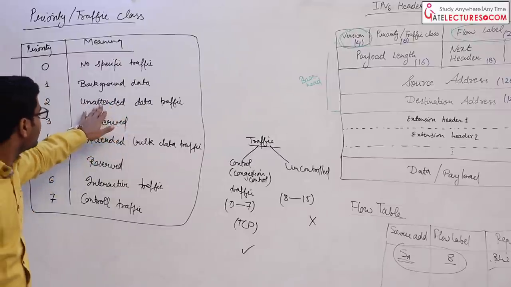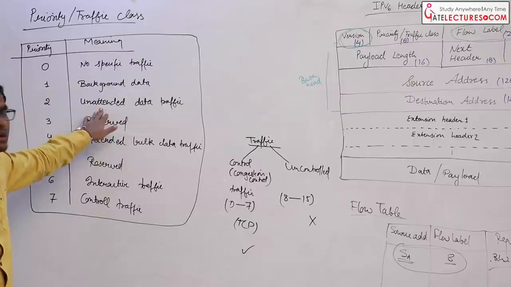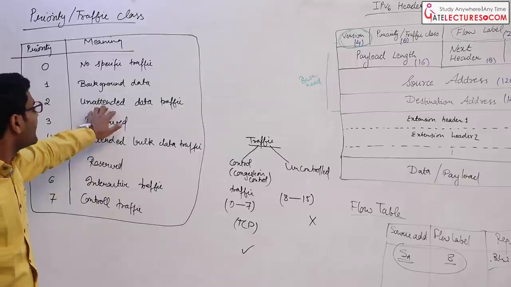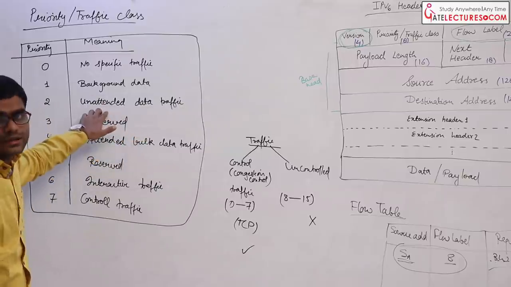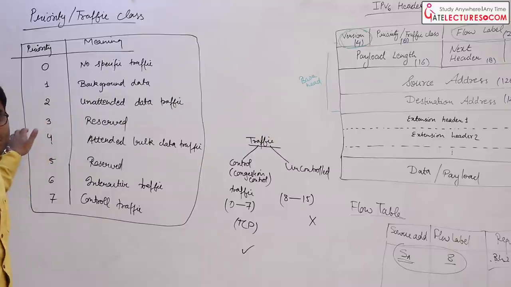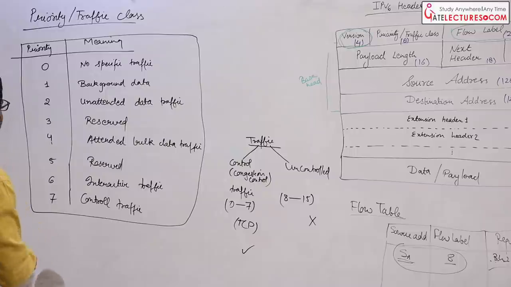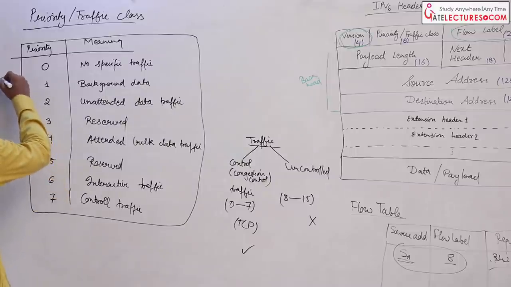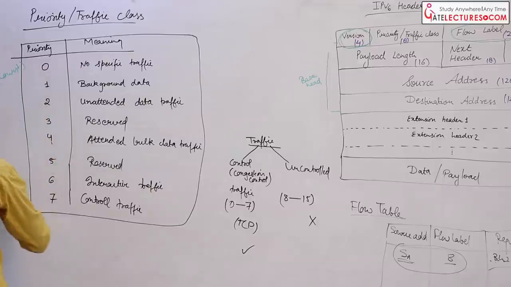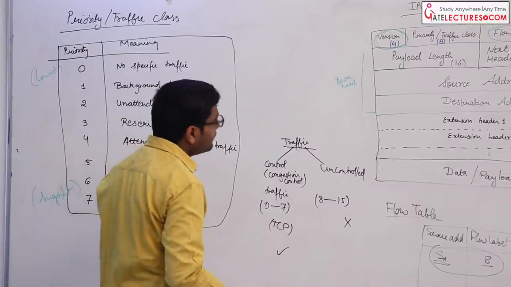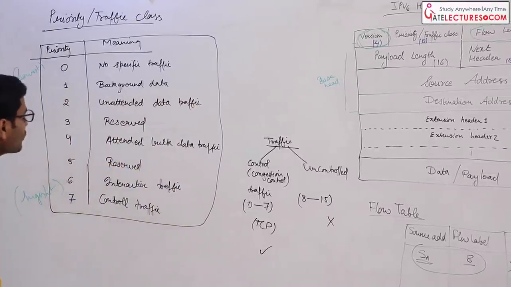Similarly, this packet is not needed at a higher priority. It means it's not needed right now. It may be required later. So this is unattended, so the priority of this packet is also low. Fine. So the priority zero means the lowest priority, and seven means the highest priority. So likewise, the priority has been given to these packets so that in case of congestion, the router can decide which packet it can discard and which packet not.